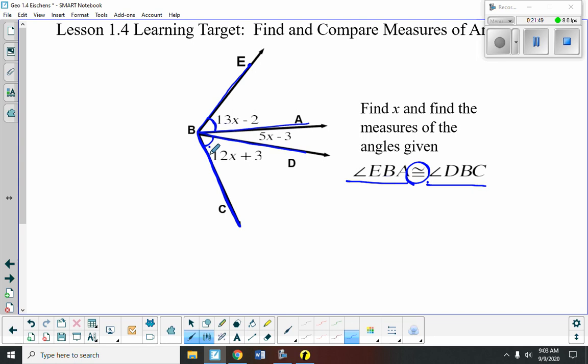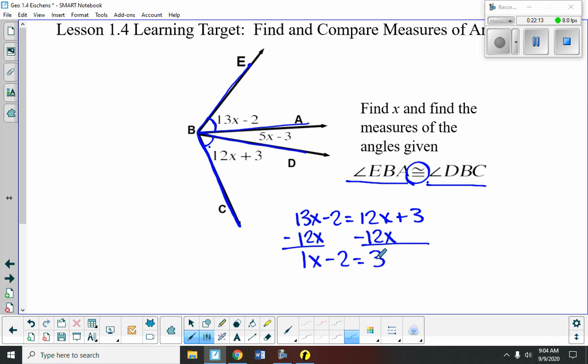So we have an x going on, which means we have to think about what it means if they're congruent. Well, then we would say they're equal. So we can set the 2 angles equal to each other. So 13x minus 2 equals 12x plus 3. And then we solve the equation. Get your x's on the same side. So we have 1x minus 2 equals 3. And then isolate the variable. So x is equal to 5.